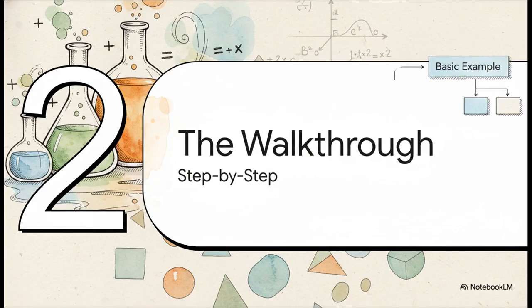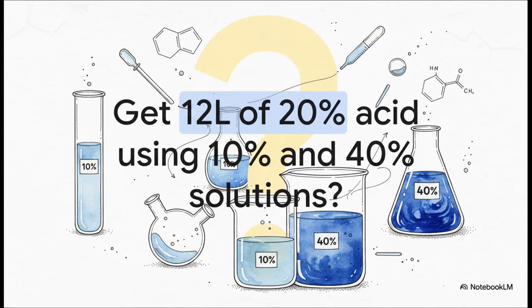Okay, so theory is one thing, but let's actually see how this works in the real world. We're going to walk through 3 examples together, and we'll start with a pretty basic one just to get the hang of it. So here's problem number 1. This is a total classic chemistry lab type of question. You've got two solutions, one's kind of weak, one's really strong, and your job is to mix them to get a very specific amount of a medium strength solution.